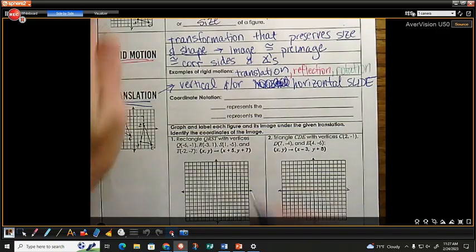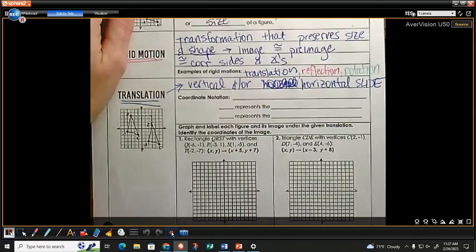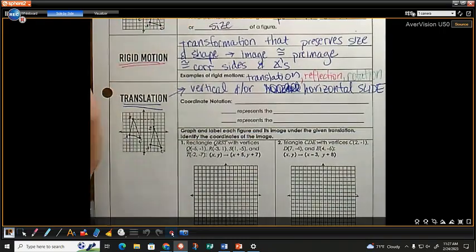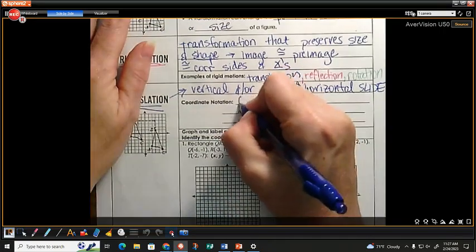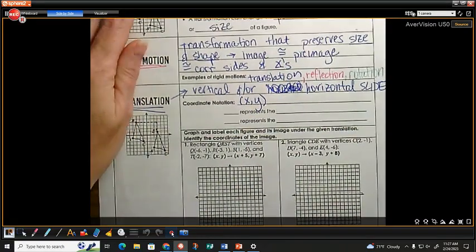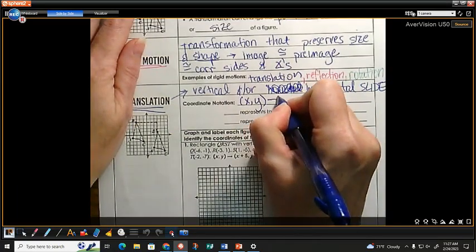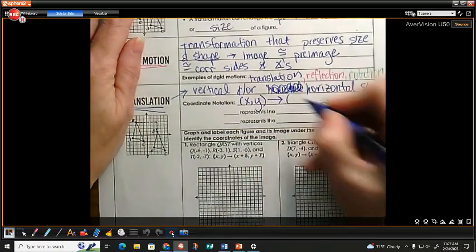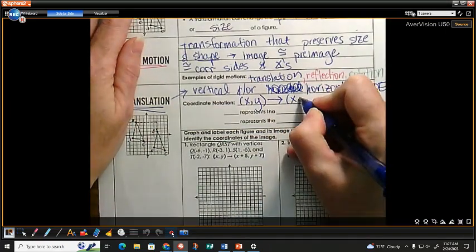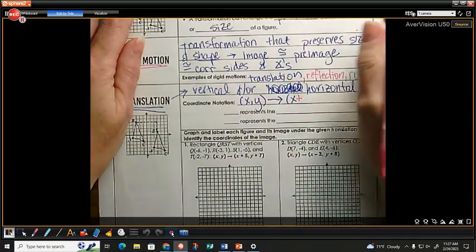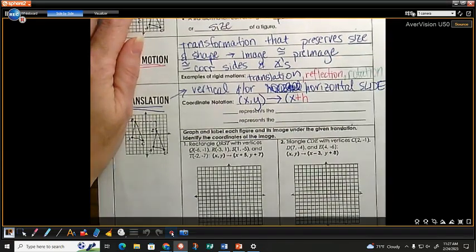Now, the way we describe that in math is coordinate notation. And what it does is it tells you how to change the coordinates. So we always start with your original coordinates, x, y. And then we're going to say they are going to move with an arrow. That's not an implied statement arrow. That's just an arrow saying you're moving. Okay? And then I'm going to say my x is going to move to a different spot. And I'm going to say how far it moves. So I'm going to call that distance it moves h.